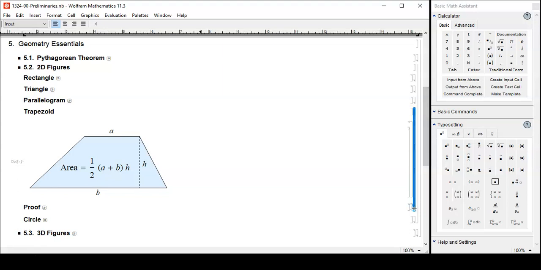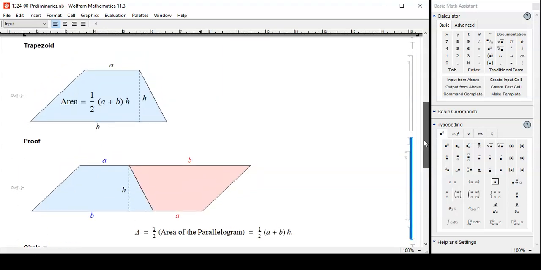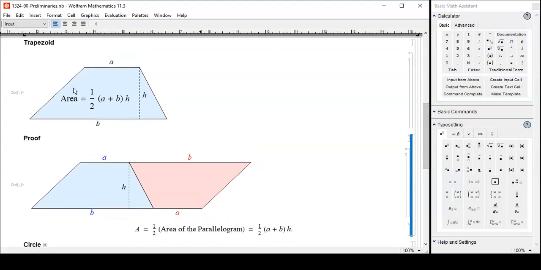Why is that? Well, one way to see that is to get a copy of the same trapezoid, pink, and then put those two together, and then you get a big parallelogram. And you remember the area formula of the parallelogram, right? The base times height. So a plus b times height. But that's the area of the big parallelogram, and the trapezoid is half the size, so that's why we need half of that.